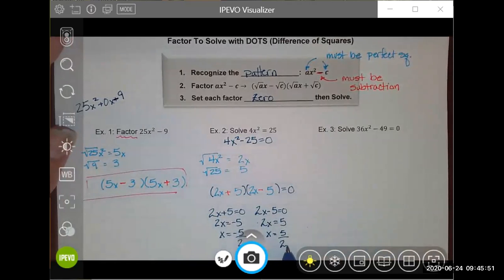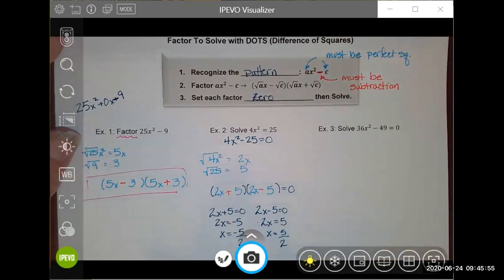Notice that they have the same number, different signs, and that will often be the case when using difference of squares. So I'm going to choose green here. These are my two solutions. And if I wanted to think about them as x-intercepts, it would be -5/2, 0, and +5/2, 0. And those are the places where my parabola crosses the x-axis.